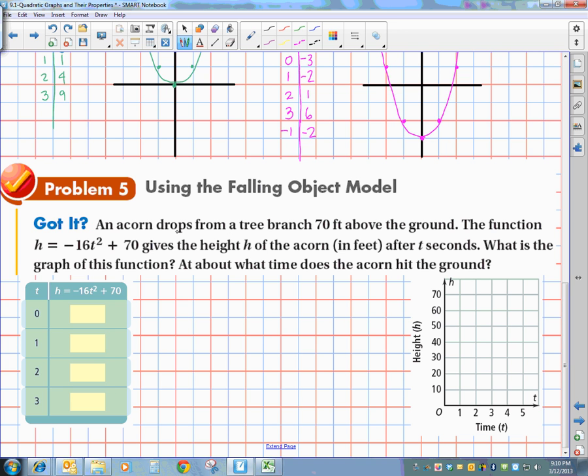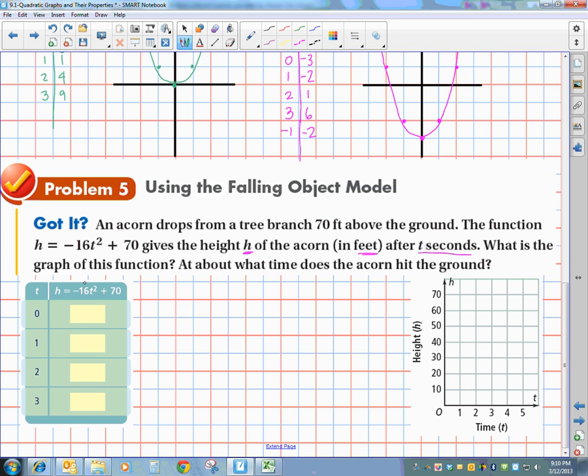We have an acorn that drops from a tree branch 70 feet above the ground. The function is h equals negative 16t squared plus 70, and it gives the height h of the acorn in feet after t seconds. What is the graph of this function, and about what time does the acorn hit the ground? So I started a table of values because if t stands for seconds, can I have negative seconds? And we can't have negative seconds, so we start at 0.